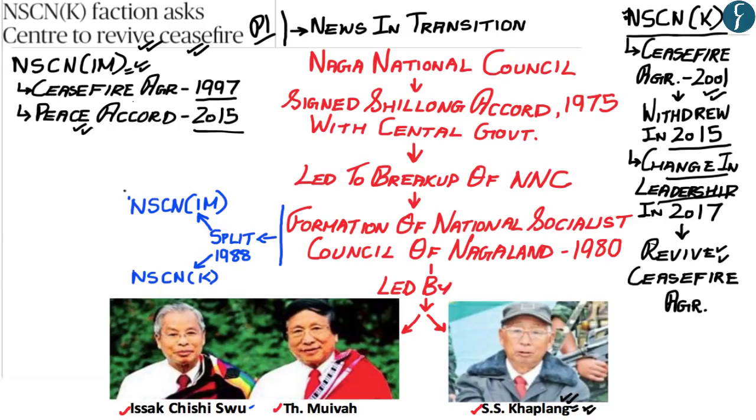Government of India. However, you need to understand one difference is that the National Socialist Council of Nagaland, the IM division, is considered as a political organization, while the Khaplang division is considered as a terrorist organization in India. And it is within that context that the Khaplang division wants to sign a ceasefire agreement with the Government of India. But however, we'll have to wait and see on how the Government of India responds to this demand.